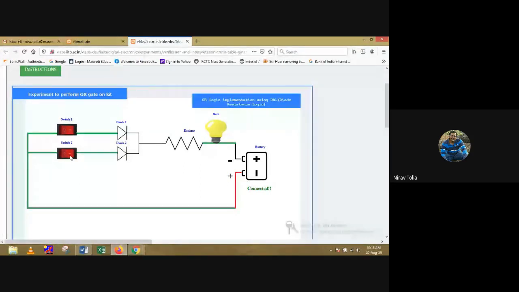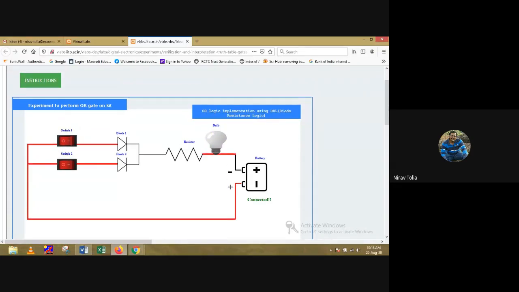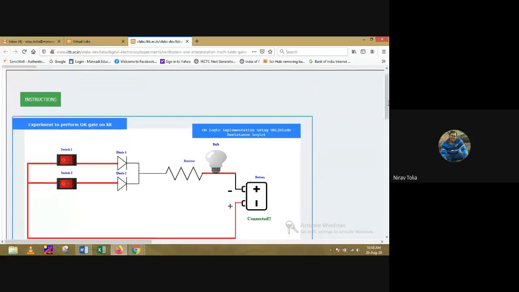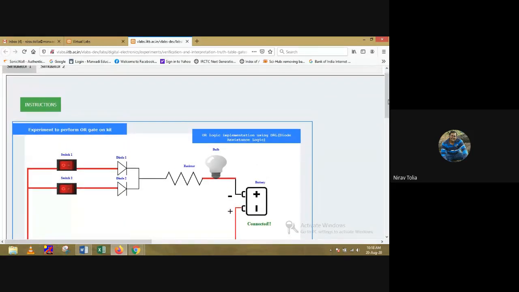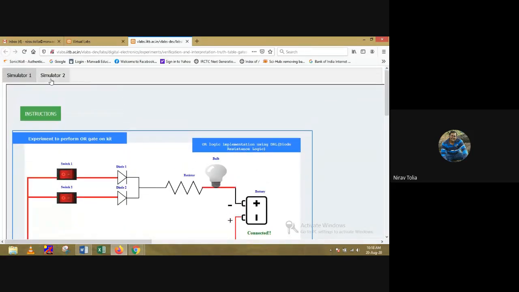So this is the truth table. We can verify: if both are 0, then the output will be 0. Otherwise, if any one is 1, my truth table is 0 1 1, 1 0 1, and 1 1 1. So this is the implementation of an OR gate by using two diodes. Same way, we have simulator 2.